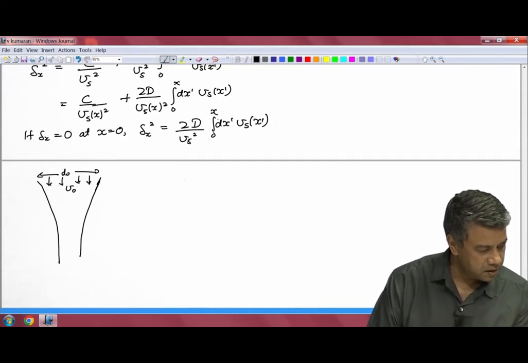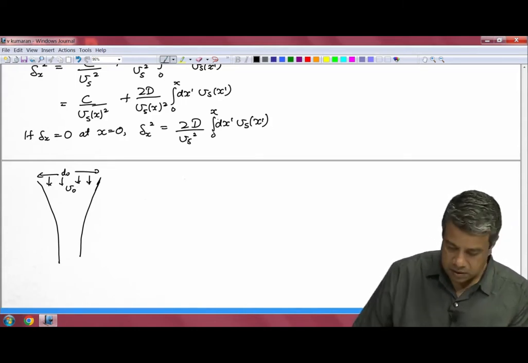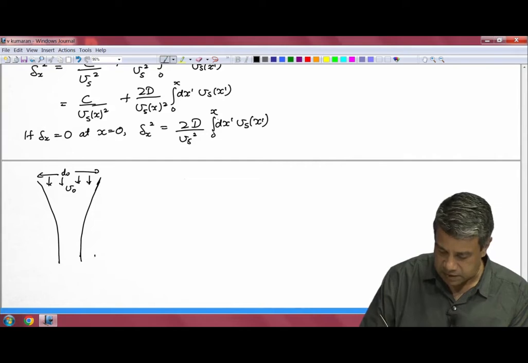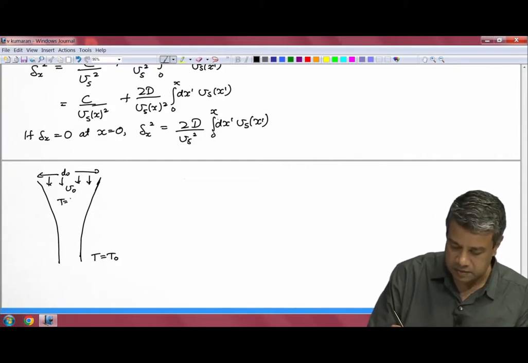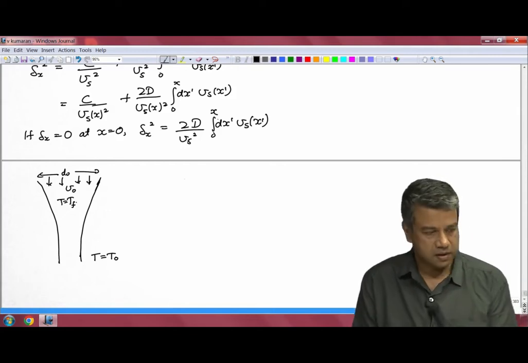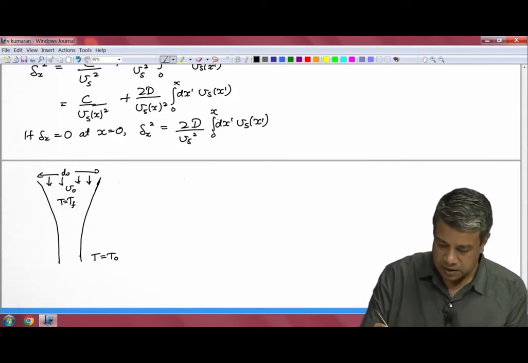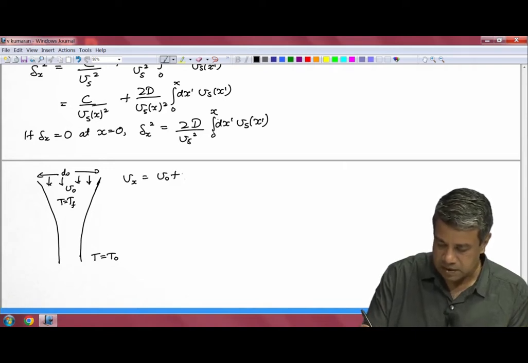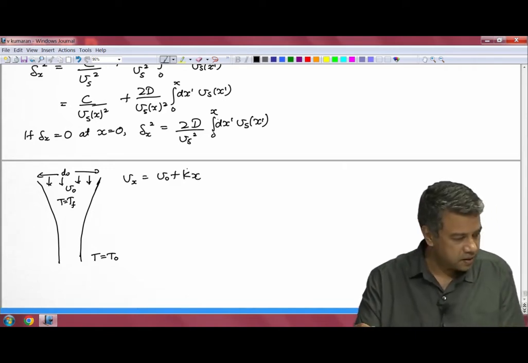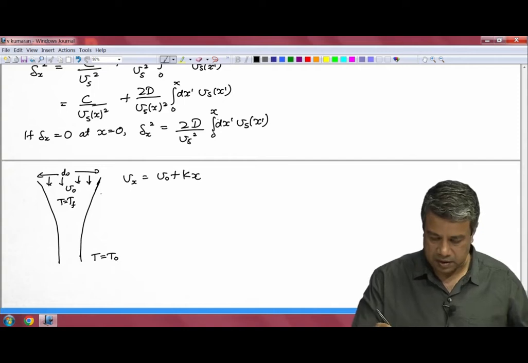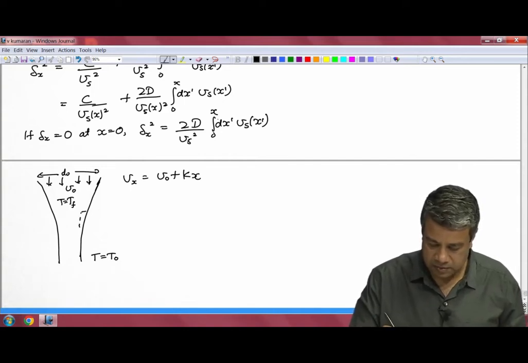The temperature at the surface is T equal to T naught, and within the film T is equal to the fluid temperature. So this is a polymer film that is being extended, and the velocity Vx is equal to V naught plus k times x. I take a local coordinate system here.